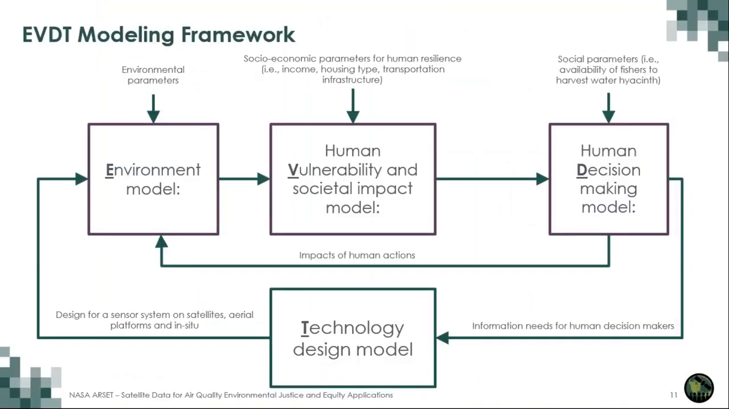This has led us to also design the EVDT, or Environment Vulnerability Decision Technology Framework. It allows us to ask questions such as what's happening in the environment, how are humans experiencing vulnerability and societal impact, what human policies are impacting both the environment and humans, and how can technology be designed more effectively in order to make it more useful. In particular, we often ask how we could design satellites, aerial platforms, and in situ measuring platforms to help inform our understanding of the environment and the human impacts. And again, this is really important as researchers that we do this in a way that's driven by listening carefully in a very structured way to our collaborators who have certain goals for what they're trying to achieve in society. And in some cases, those goals are well aligned with environmental justice goals.